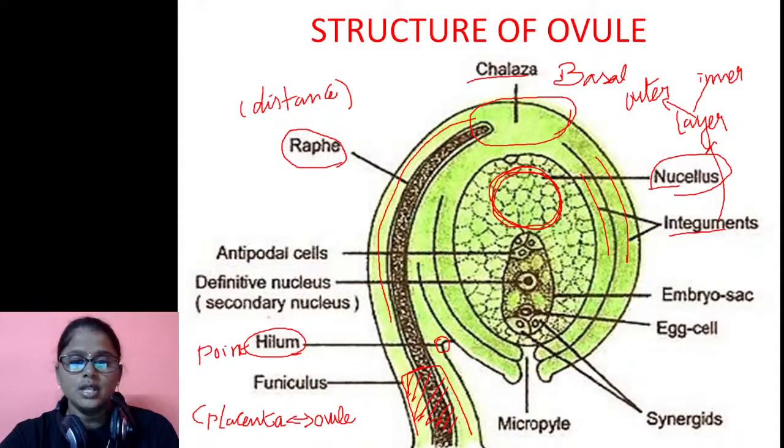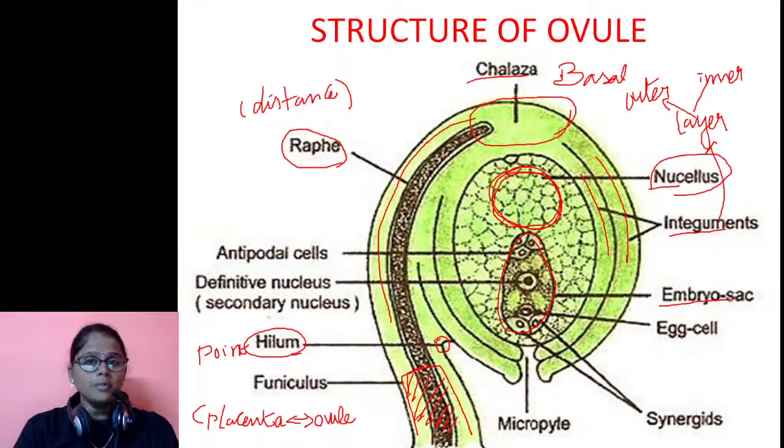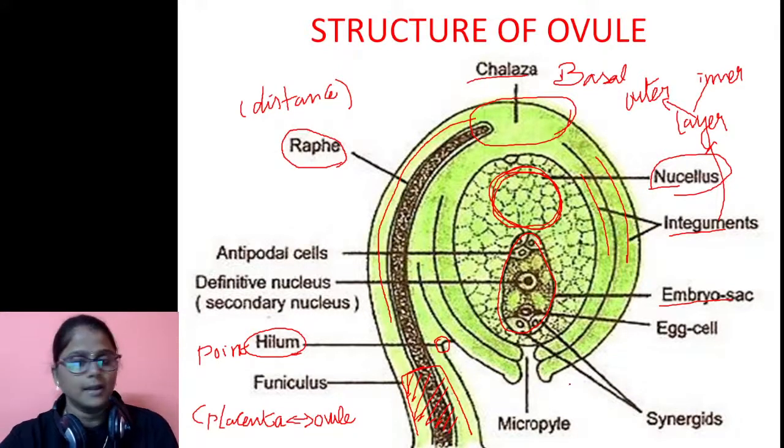And at the center of the nucellus, there is an oval shaped structure. You are calling them the embryo sac. So the embryo sac is formed after the cells are getting differentiated in the ovule, and this embryo sac is containing the egg cell which is going to participate in the fusion process. So this is the embryo sac.